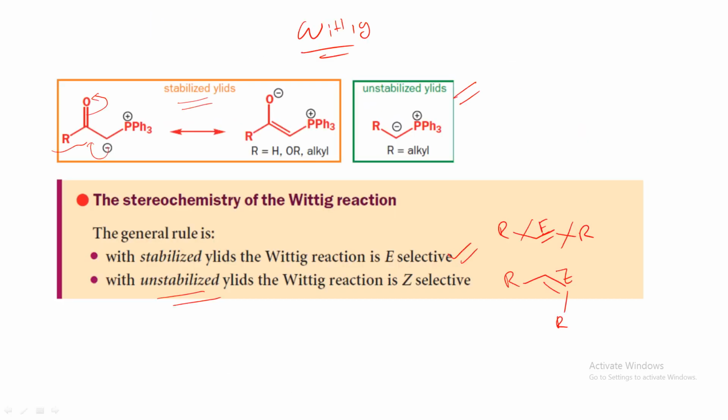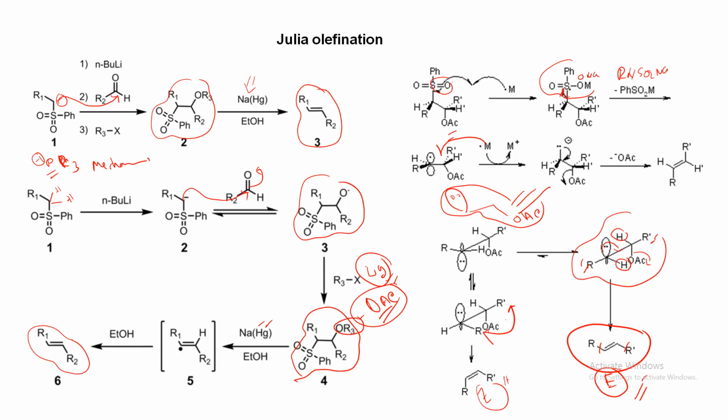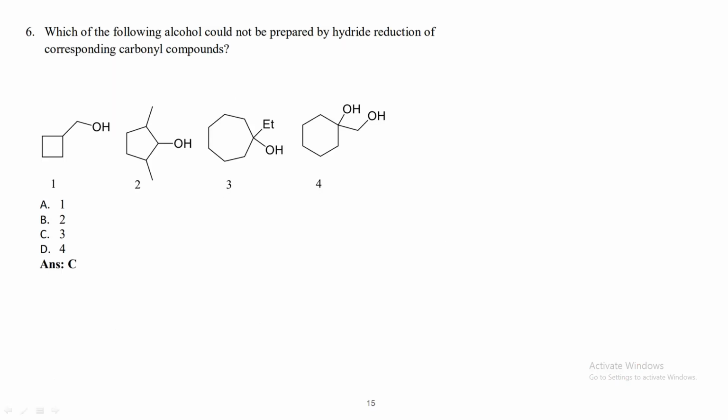So now moving to the next problem. Yeah, so this is the next problem. Let's see what is written. Which of the following alcohols could not be prepared by hydride reduction of the corresponding carbonyl compound? Let's see how we can progress.